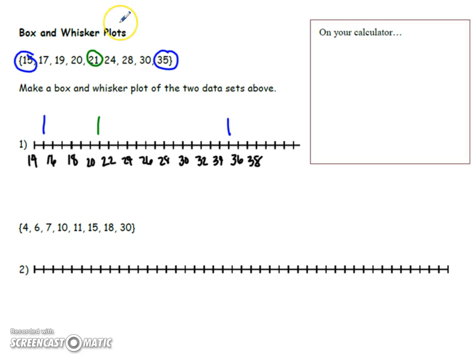And then I need my Q1 and Q3. My Q1, remember, came out to be 18, and my Q3 came out to be 29. So above 18 I'll put a mark, and above 29 I'll put a mark. And then it's a matter of connecting the inner 3 to make the box, and then connect the outer 2 as the whiskers.